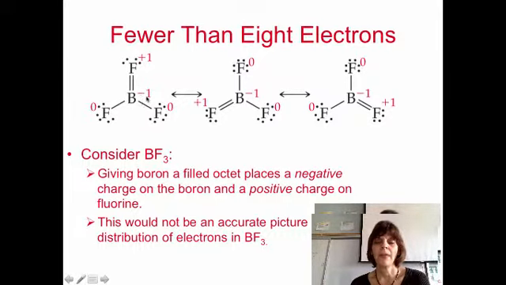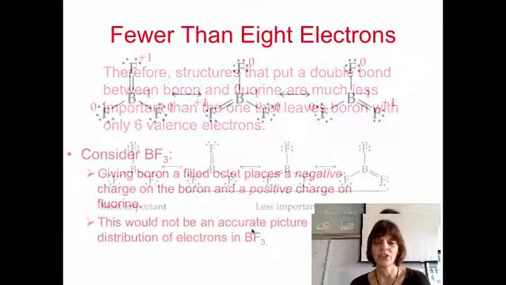Next, fewer than 8 electrons. Of course, hydrogen, but also in the case of boron, which only has 3 valence electrons. Being a very small atom, a double bond to give itself an octet would give it a negative charge, which it can't handle.